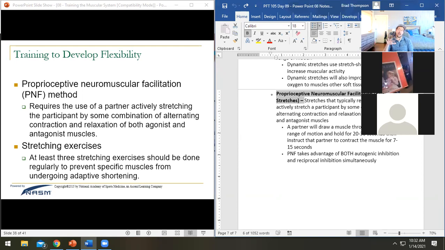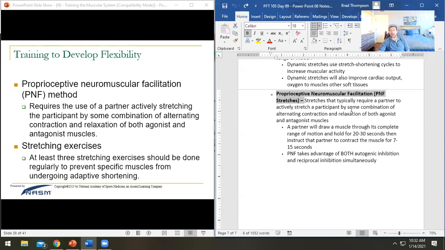This is basically a hybrid between static and active. It's kind of putting both concepts together. You're using reciprocal and autogenic inhibition simultaneously. And so these are stretches that require a partner to actively stretch their participant by some combination of alternating between contracting and relaxing of your agonist and antagonist muscles.